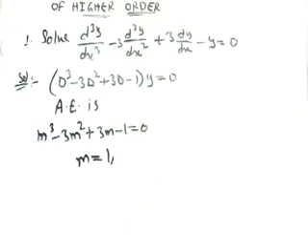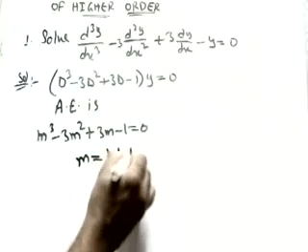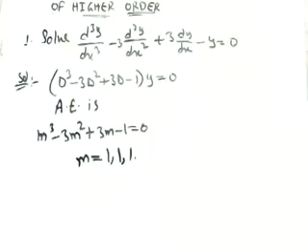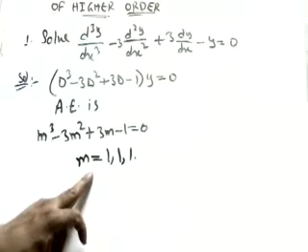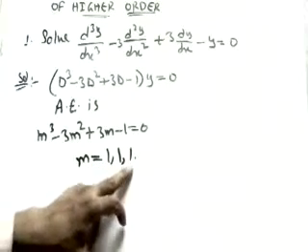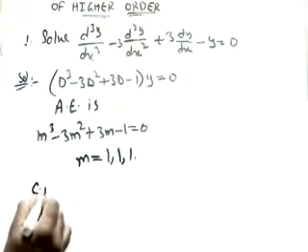But the calci is showing only 1. That means this 1 is repeating 3 times. So let me see which case. First case is distinct roots, second case is equal roots. So these 3 are equal roots.